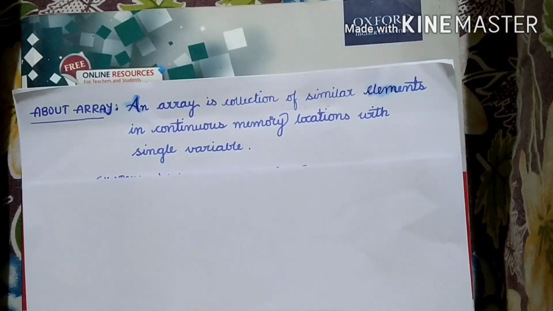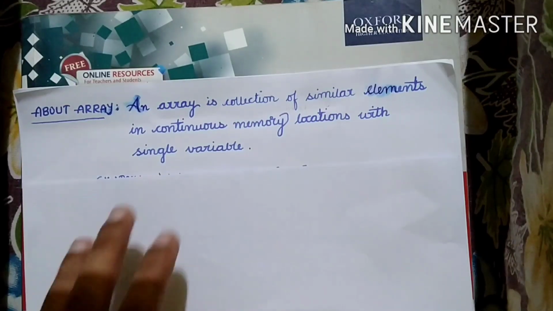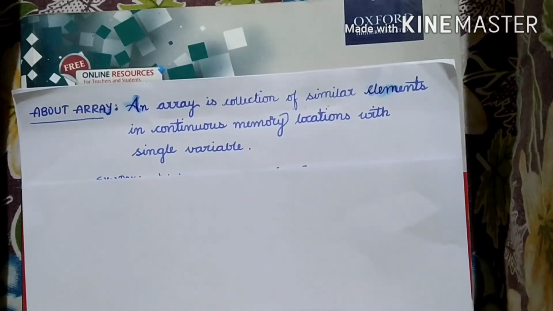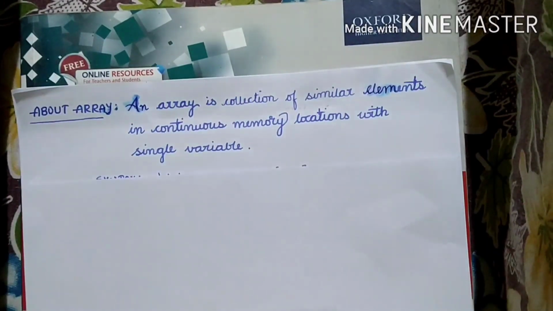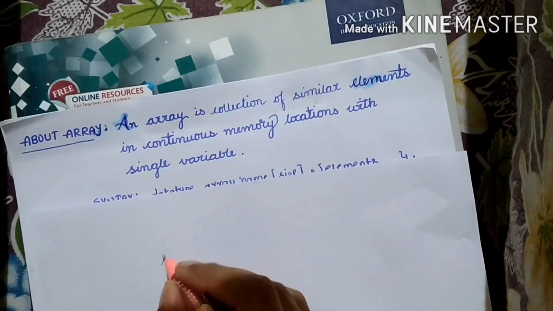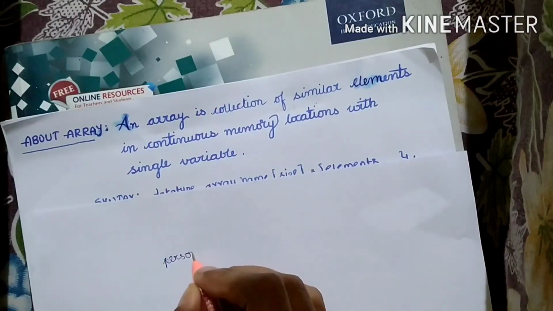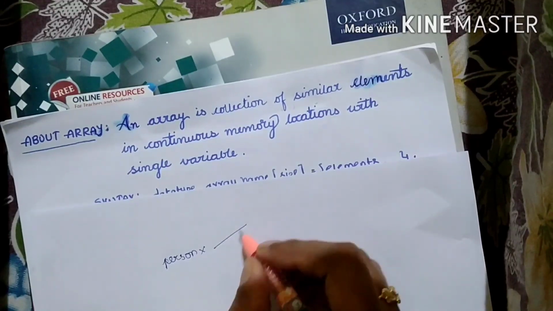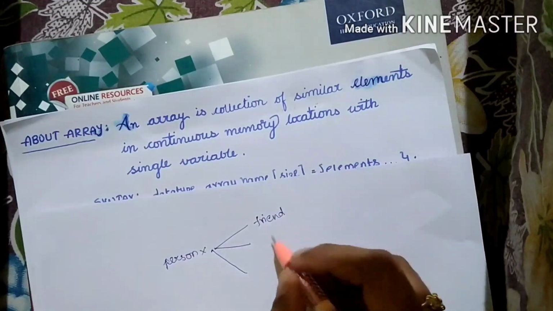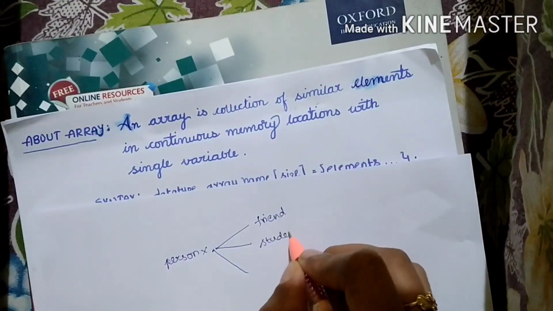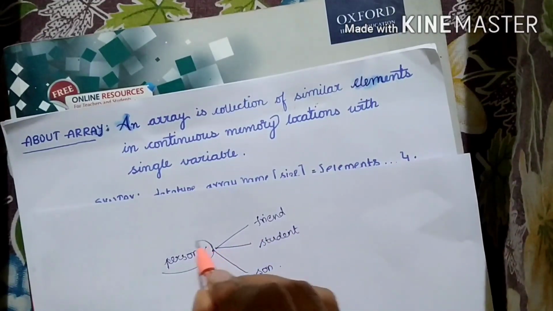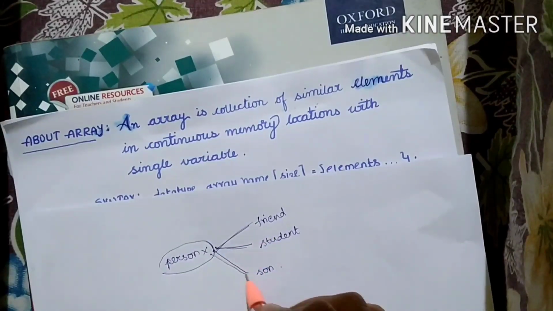So first we'll go with what is an array. An array is a collection of similar elements in continuous memory locations with a single variable. Let's take an example to get it clear. Let's take a person X. He plays roles of different things, like friends. He is a friend, he is a student, he is a son. That means a single person holds different roles.